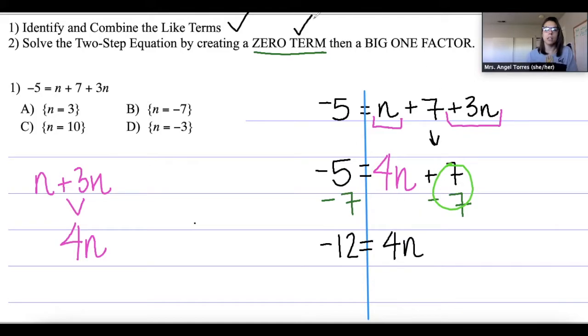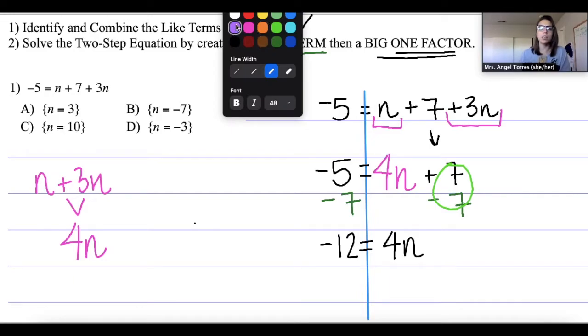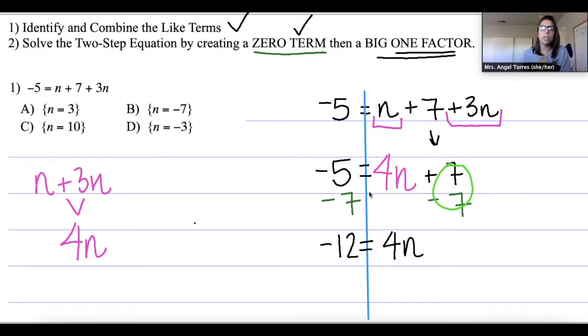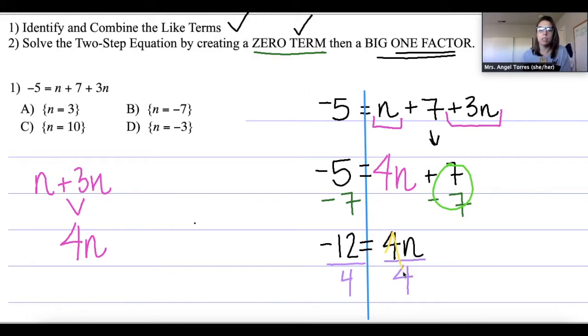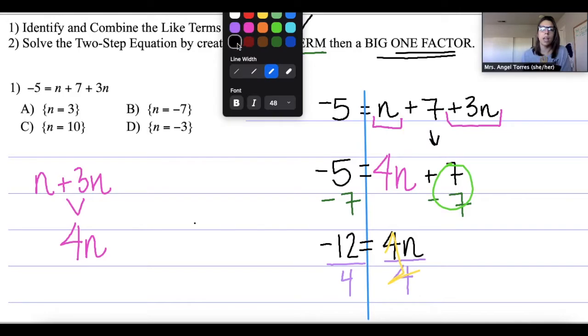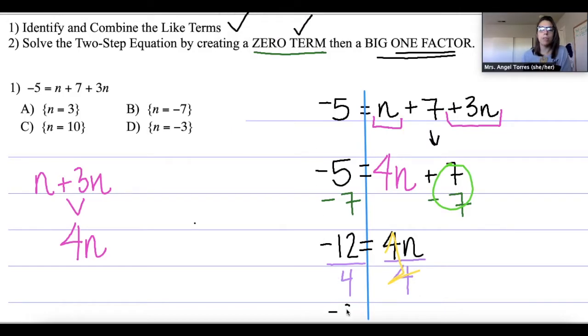So done. And then step 3, make a big 1 factor. And to do that, we do the inverse of multiplication, which is to divide, because that creates that big 1 factor. And negative 12 divided by 4 is negative 3. So the correct answer here is D, negative 3.